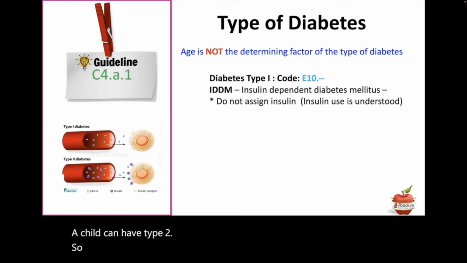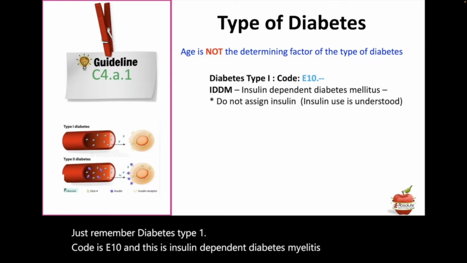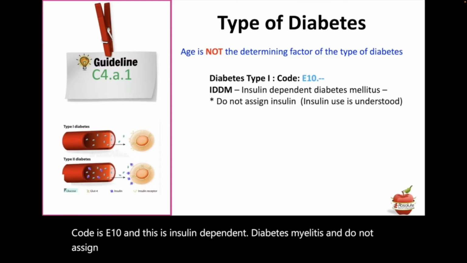So just remember, diabetes type 1 code is E10, and this is insulin dependent diabetes mellitus. And do not assign insulin with this code because insulin use is understood.